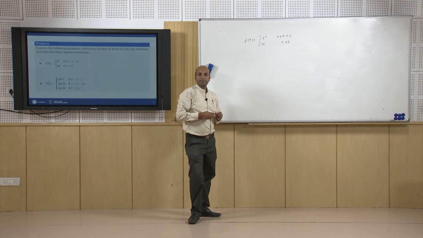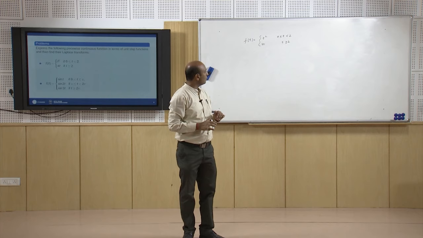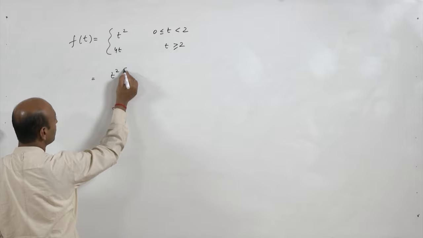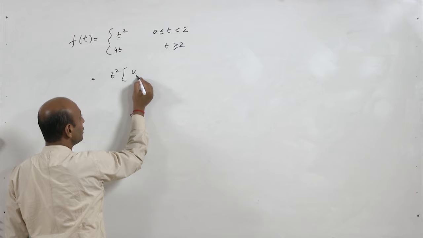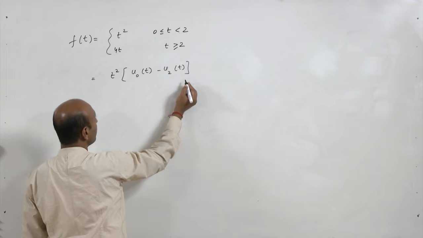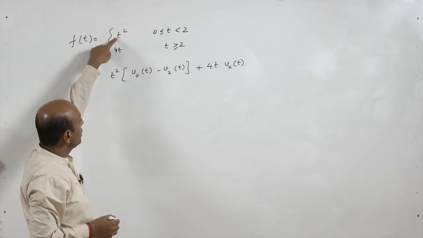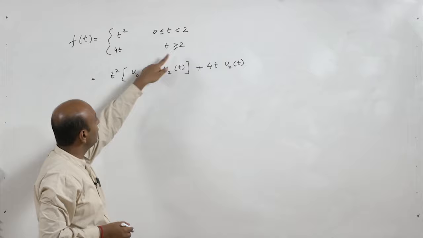Now first we have to express this function in terms of unit step functions. So directly, we are able to express this function with unit step functions, but how can we simplify this? Now this function can be written as t square into, the lower limit is at t equal to 0, so you write like this, u_0(t) minus u_2(t). Why I am doing this, I will explain it now. Basically, the first function is u at the lower limit minus u at the upper limit, plus 4t into u_2(t).